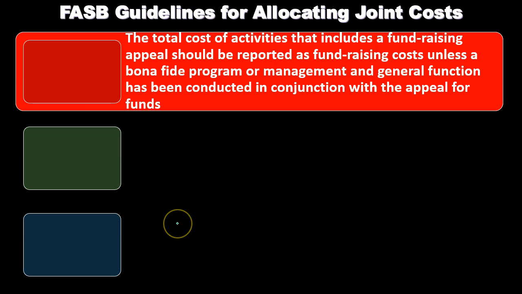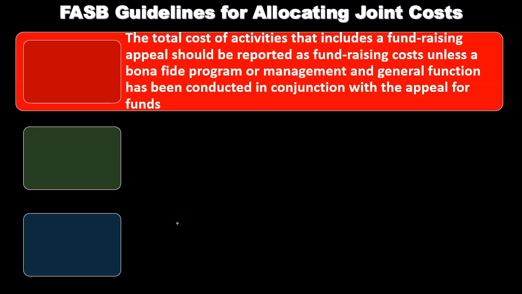So here are the FASB guidelines for allocating joint costs. The total cost of activities that include a fundraising appeal should be reported as fundraising costs unless a bona fide program or management and general function has been conducted in conjunction with the appeal for funds. So in essence, the default would be fundraising. If you have fundraising and something else, the default would be fundraising, unless there's a significant component of it that's going to the general function or some program.